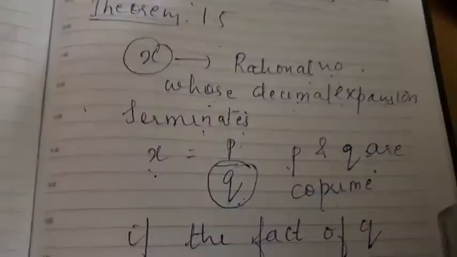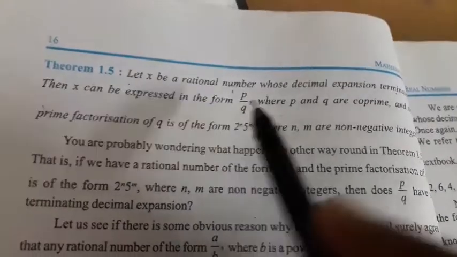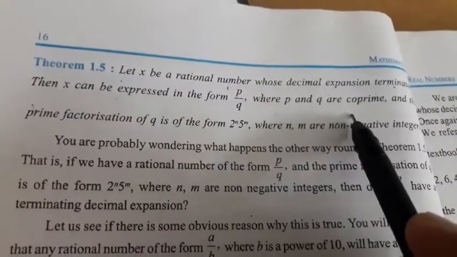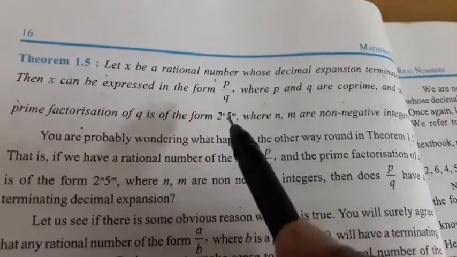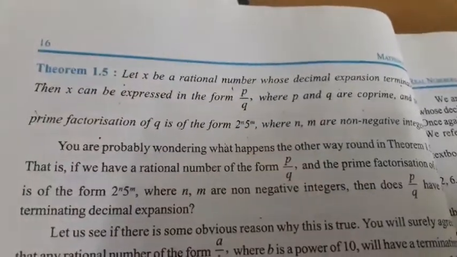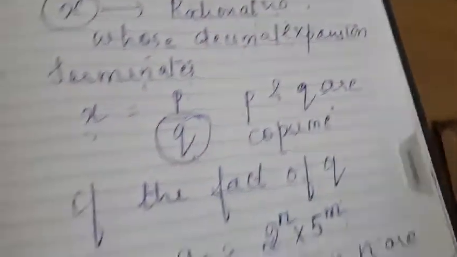Now, let us read the statement. Let x be any rational number whose decimal expansion terminates. Then x can be expressed in the form p by q, where p and q are coprime numbers, and the prime factorization of q will be in the form of 2 to the power of n and 5 to the power of m, where m and n are non-negative integers. This is Theorem 1.5. Now the converse of it, converse meaning the reverse of it.